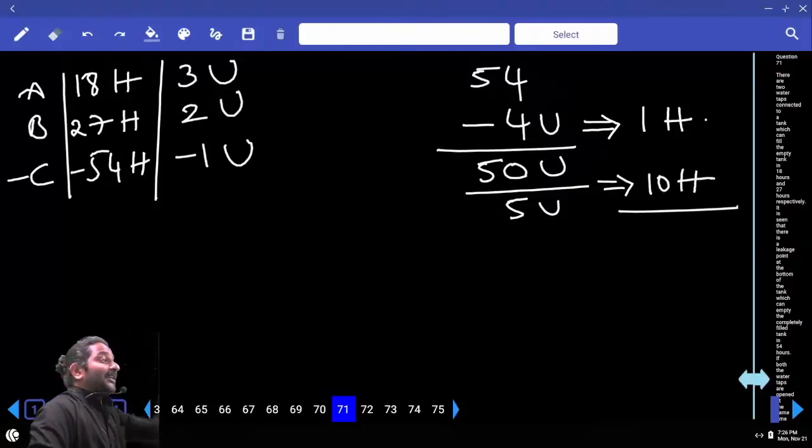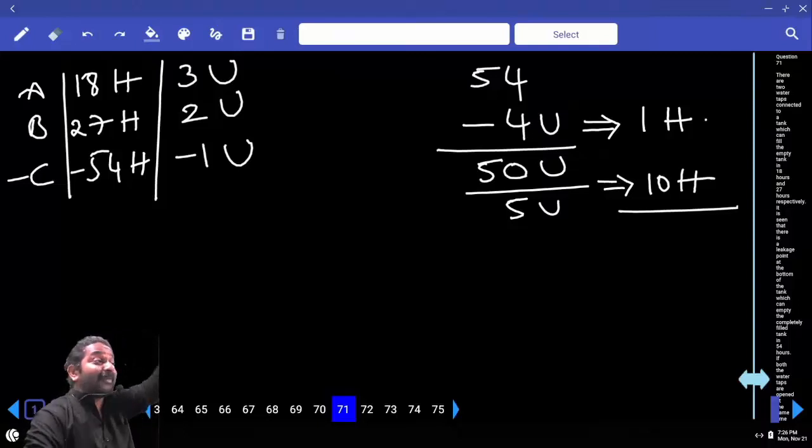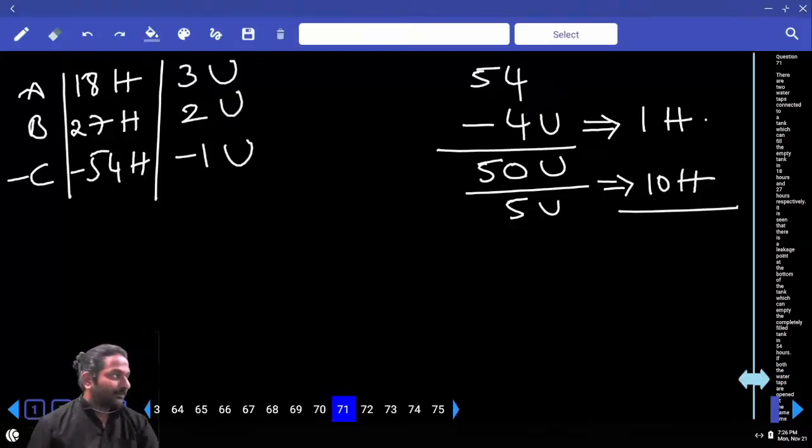Now read the question carefully. Were you asked to calculate time to fill the total tank or to fill the remaining tank? Total tank. What is the answer? If it is remaining tank, 10 hours is the answer. Okay now? Okay now.